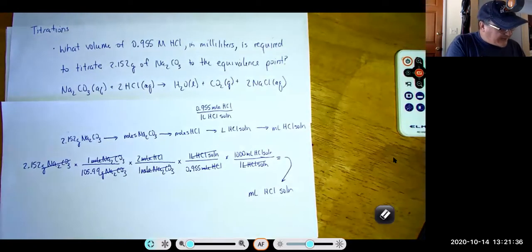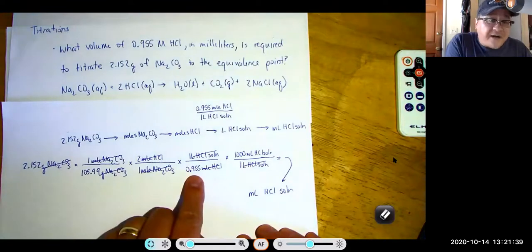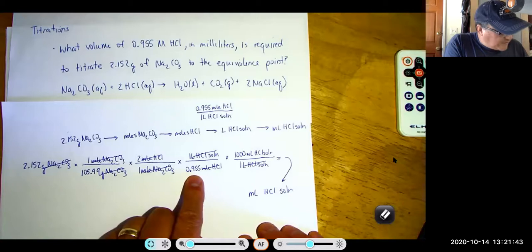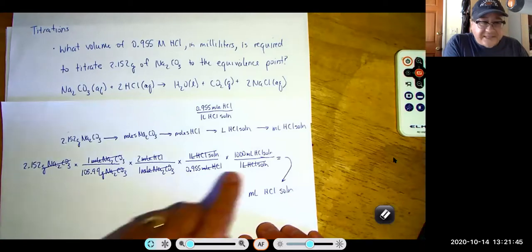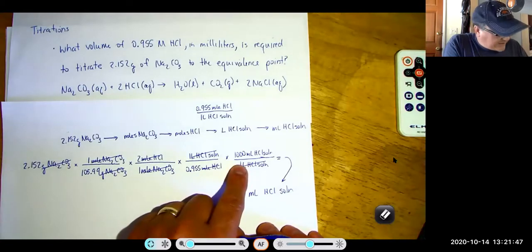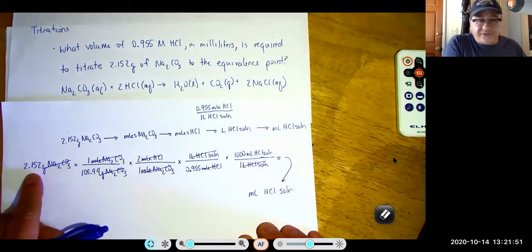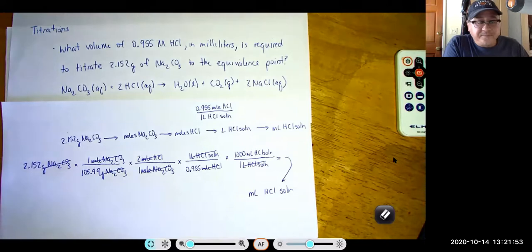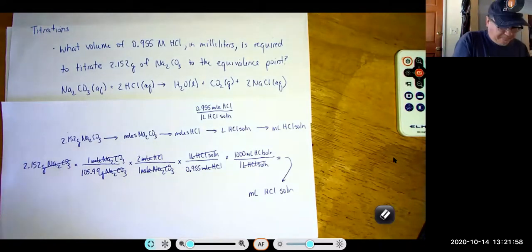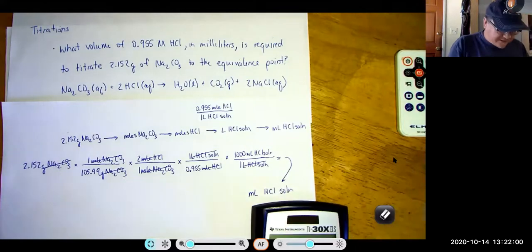And to estimate, 0.955 is 1. 105.99 goes into 1,000 10 times. 10 times 2 is 20. 20 times 2.1 is 42. So the answer is around 40, 42, something like that. We'll plug this in here now.